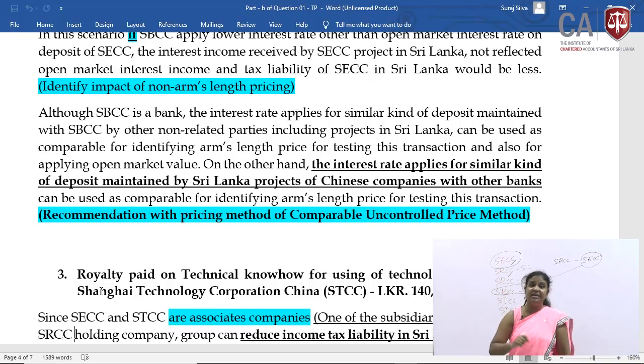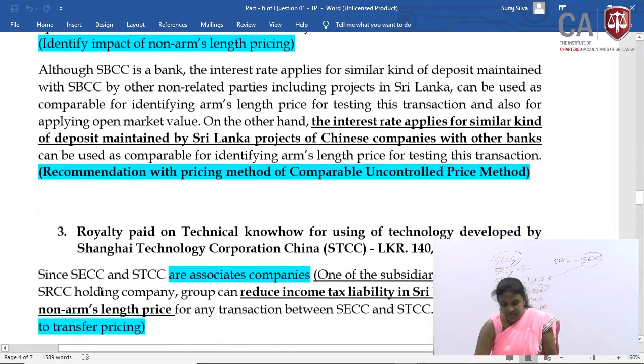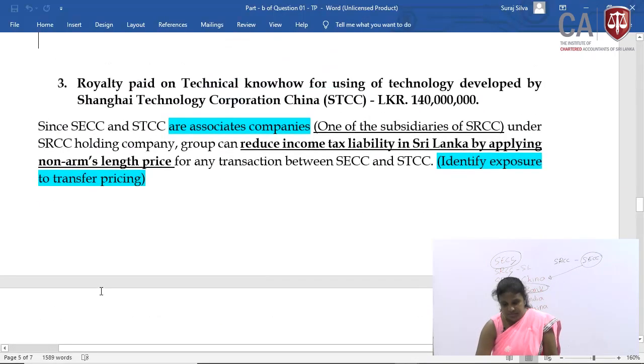I have given my recommendation with pricing method. What is the pricing method? Comparable uncontrolled pricing method. I think the flow of the answer you have identified by doing the repetition of the question. Then third one, the royalty payment.